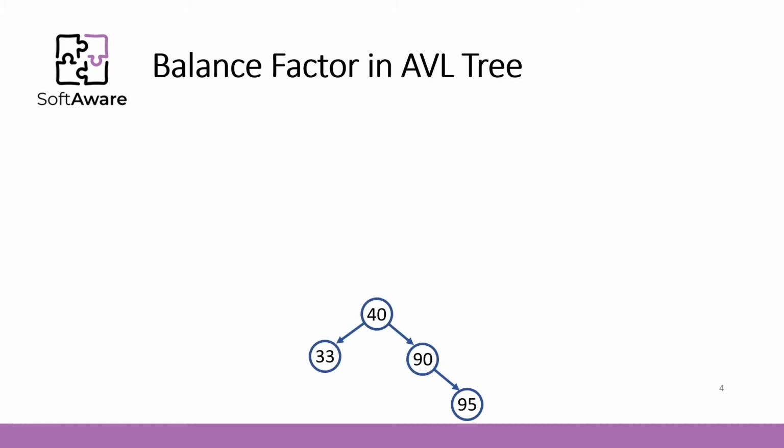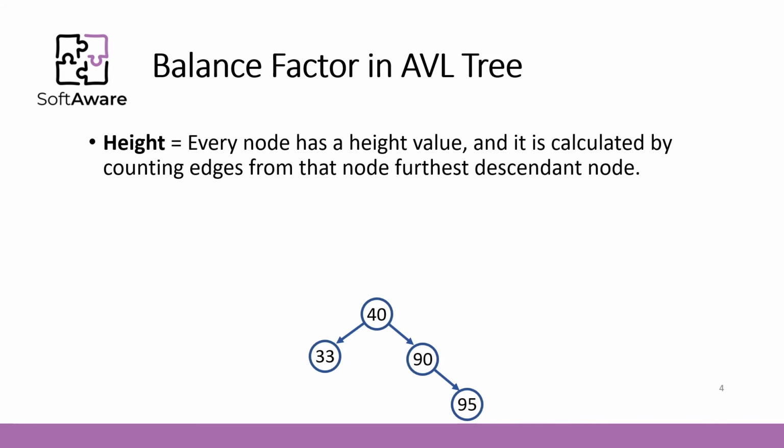There are two important properties of AVL tree that we need to pay attention. First one is height. Height variable in AVL tree is used to store height of each node individually in the AVL tree. Theoretically, this can be calculated by counting edges from a specific node to the furthest descendant node. This can be seen in the example below.